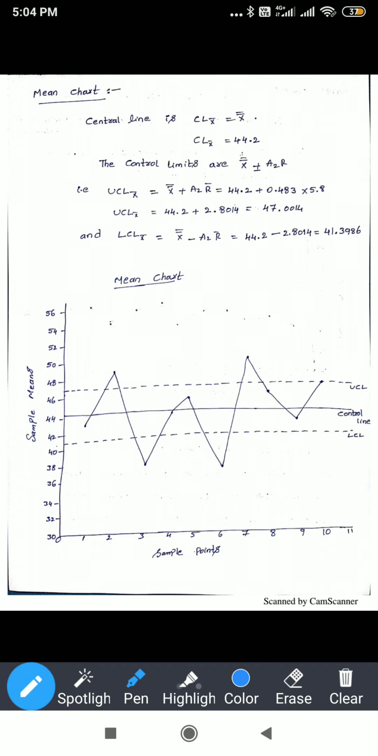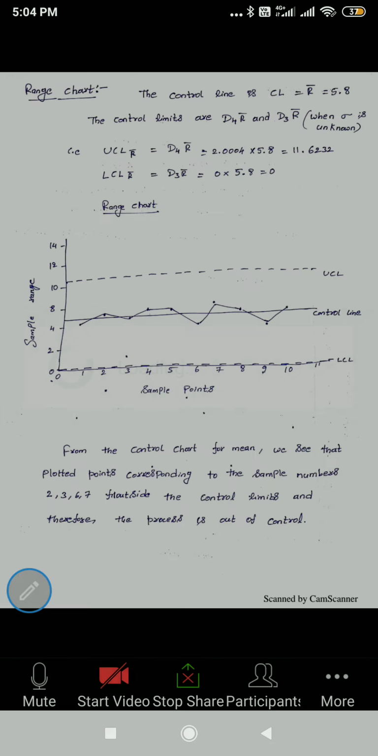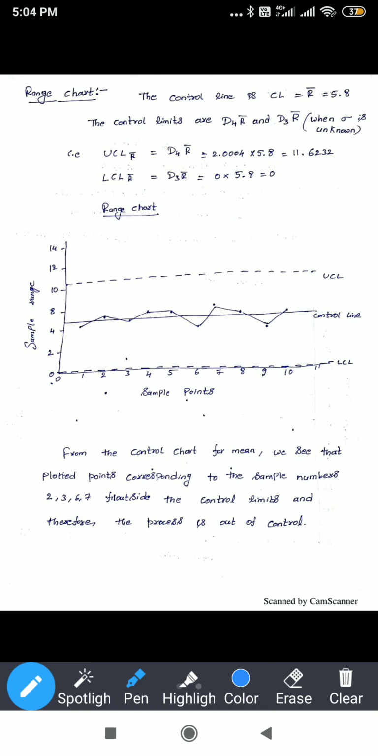Okay. For the same problem, we are going to see the range chart. So for the range chart, R bar, already you calculated that range, that is 5.8. And come to the UCL and LCL formulas. UCL is D4 R bar and LCL is D3 R bar. The sample size is 6 and total samples is 10. So don't go for the total samples.